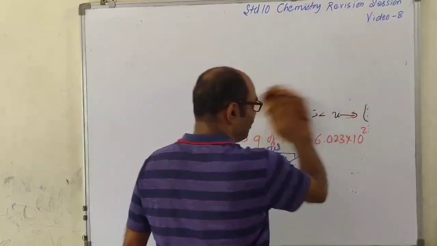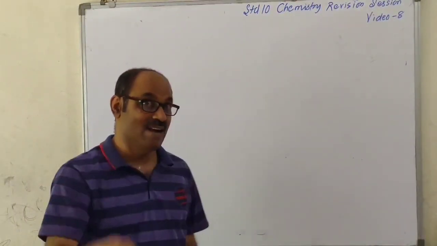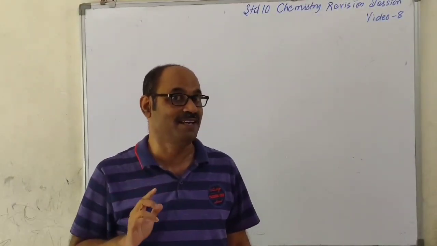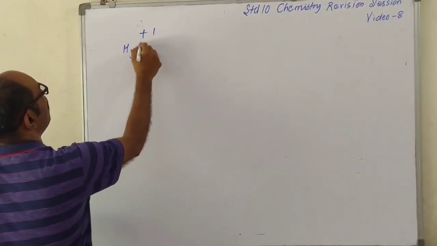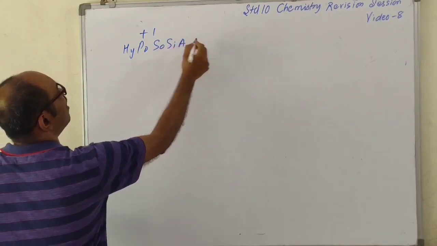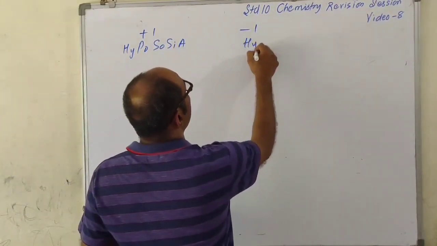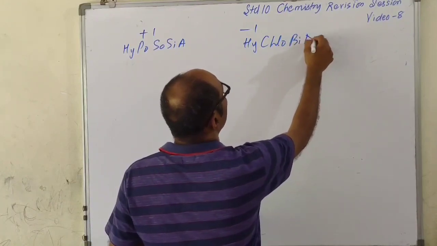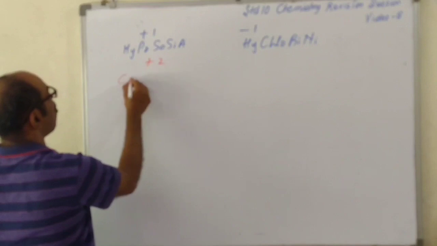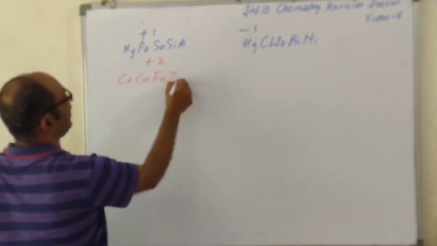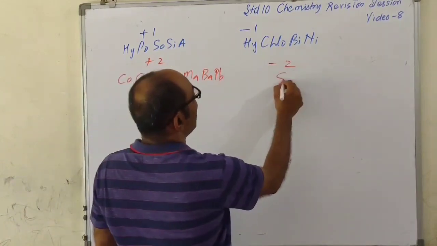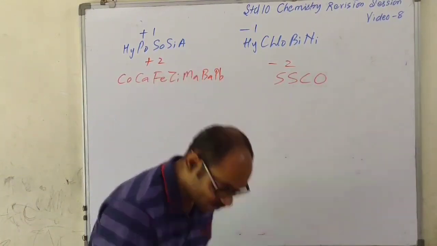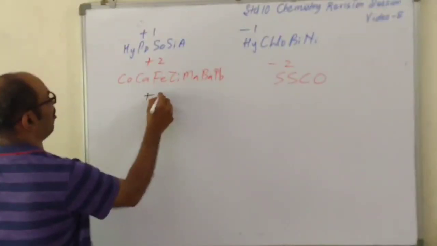I'm just revising this so that we can recall what I have asked you to learn. You had promised me to learn that. +1 valency, hydroxide. -1 valency, hydroxide. +2 valency, -2 sulphate.